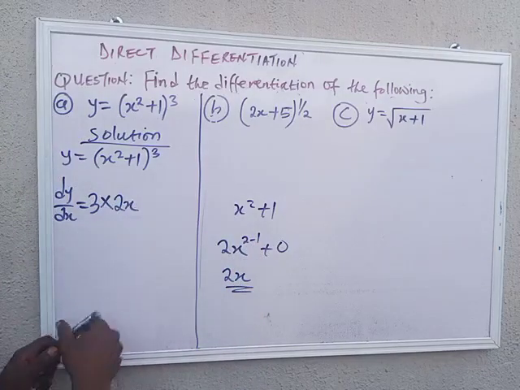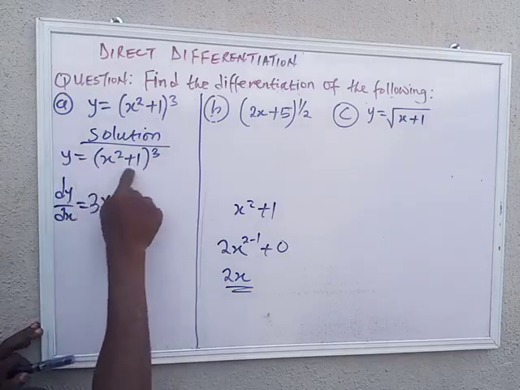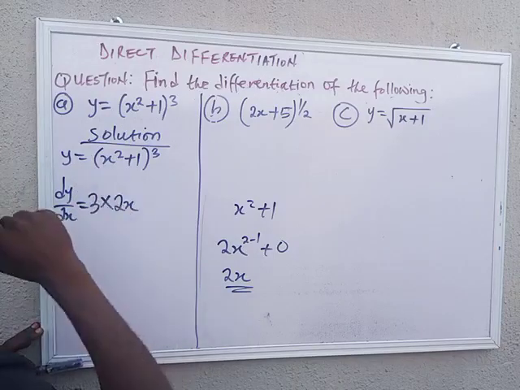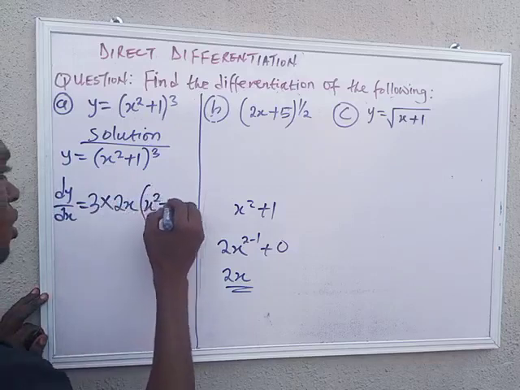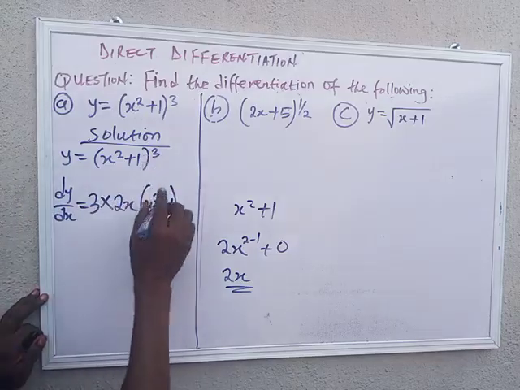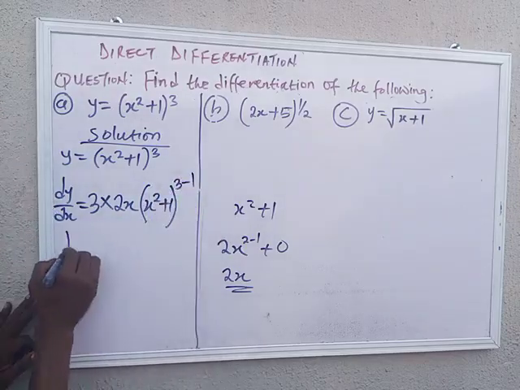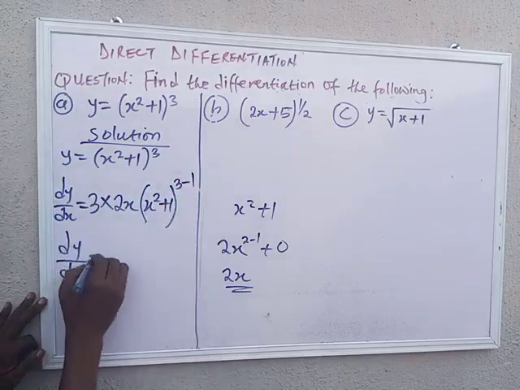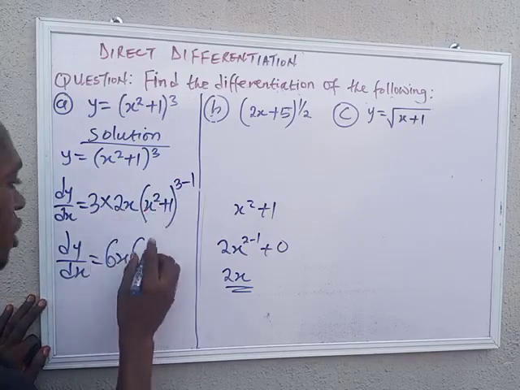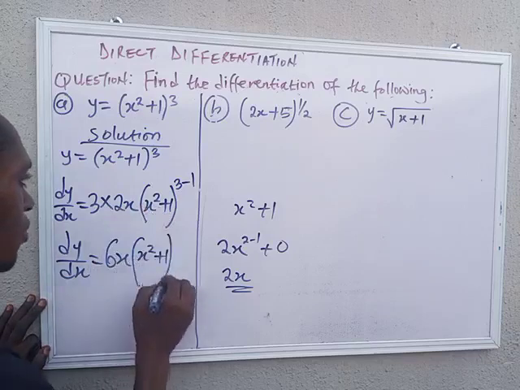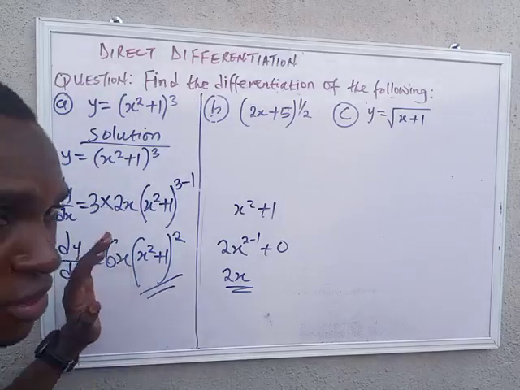And then the next hint we gave, after you have brought down the power and multiplied by the differentiated term in the bracket, is you repeat the bracket. Now we're repeating this bracket as it is, x squared plus 1. Then the last hint says you reduce the power by 1, so 3 minus 1. So we have dy/dx equal to 3 times 2x is 6x, repeating this bracket, we have (x squared plus 1), then we have 3 minus 1 is 2. So this is the solution to the first problem here.